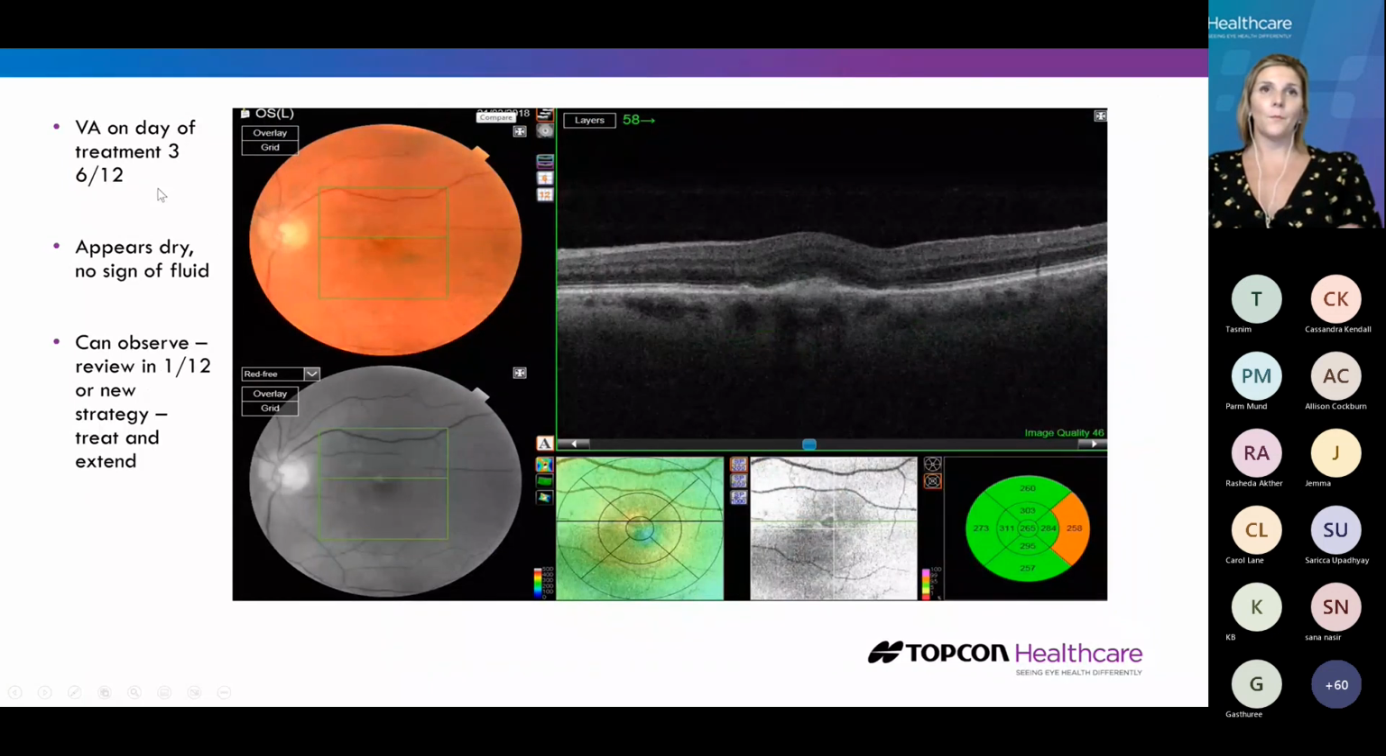This is actually what happened to them afterwards, just to give you a little bit more information on this patient. The VA on the day of the treatment was 6/12, and actually now it appears dry because they were given some injection, and they can now be observed and reviewed in 1 month in a new strategy, which was in this treat and extend clinic of this particular practice.